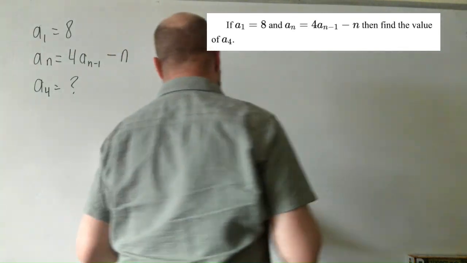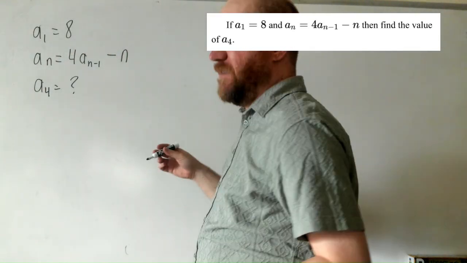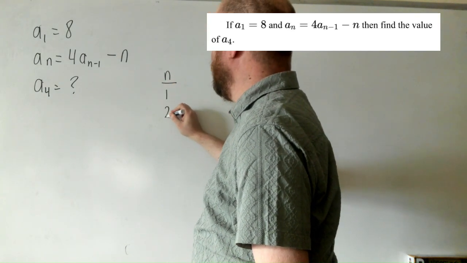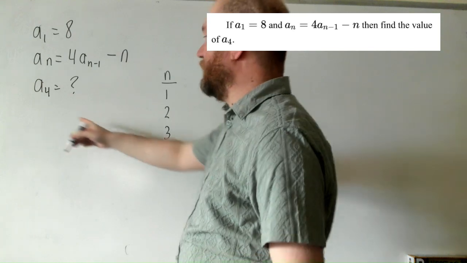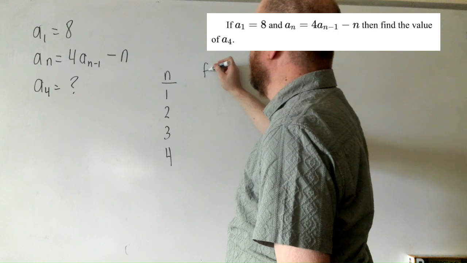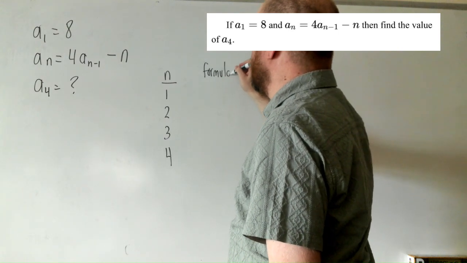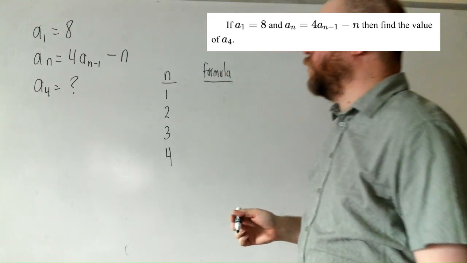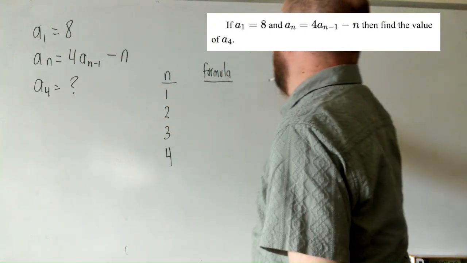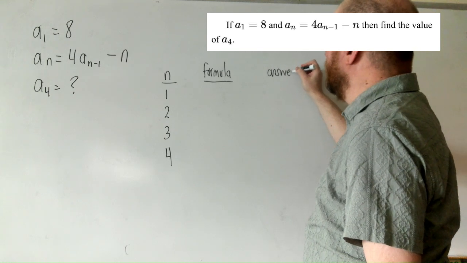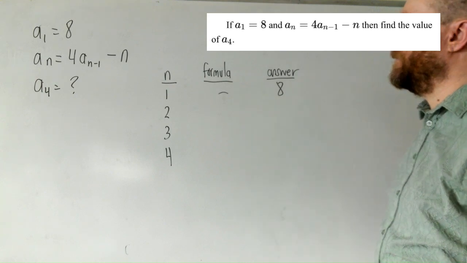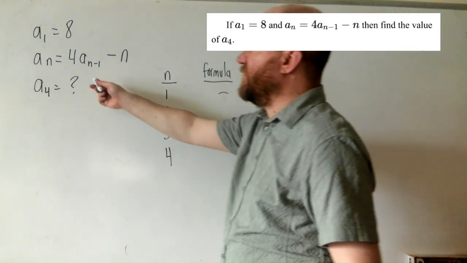All right, in this one, I'm just going to make a table. I think that's going to be the best way to do these questions. So our n's need to go from 1 to 4, right? Because we need to go to A4. The formula we use might change based on which row we're doing. For instance, in row 1, there's no formula. You just know the answer is 8, right? So I'm going to make a column for the answer. Row 2, we have to use this formula.